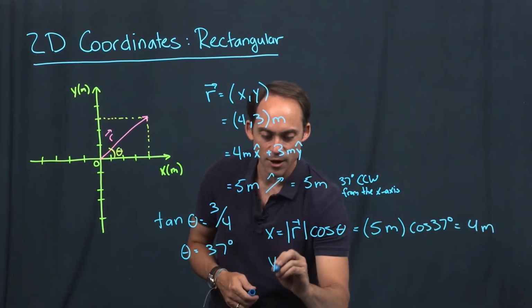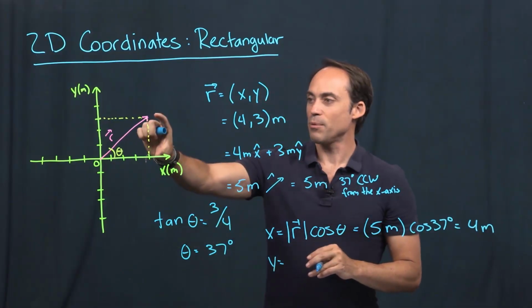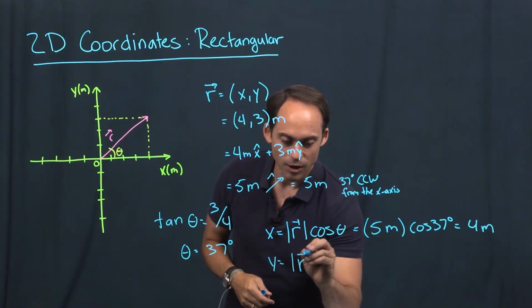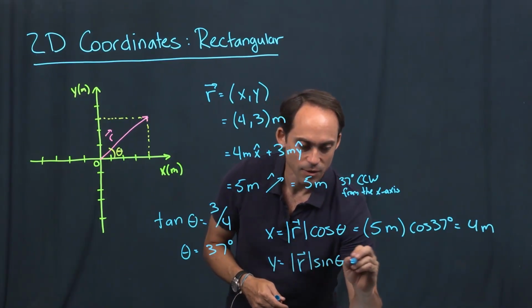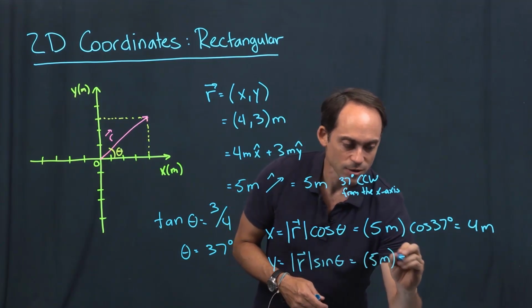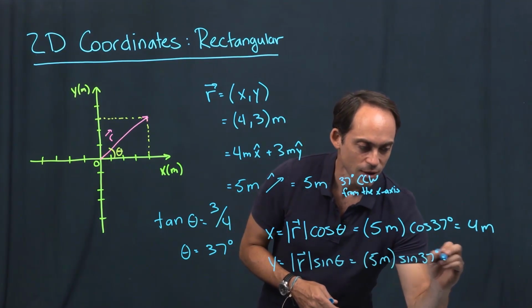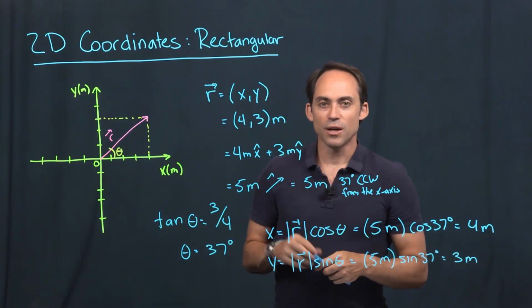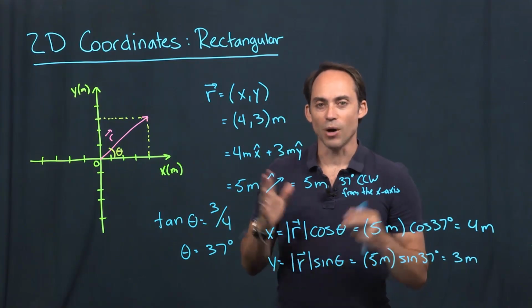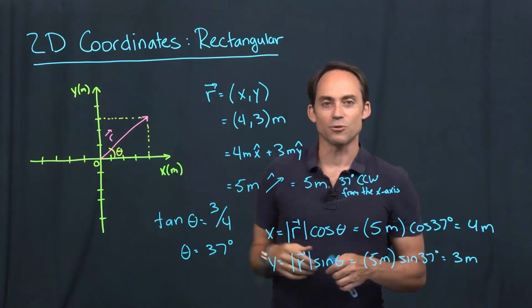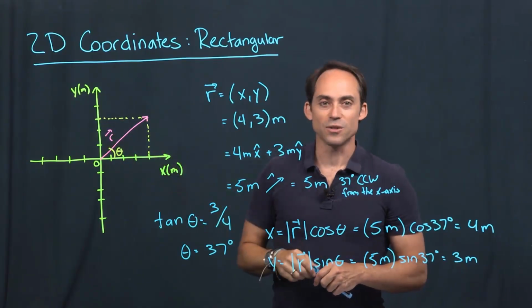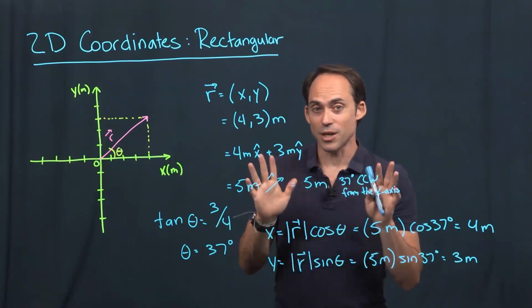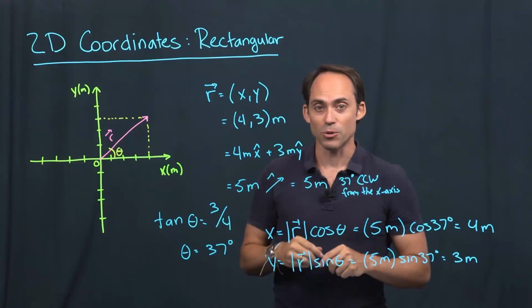And similarly, we can write down the y-coordinate. The y projection is on the opposite side of the angle. That's the sine function, r sine theta, 5 meters sine 37 degrees. And we would find out that that's equal to 3 meters. So you can go back and forth between these two different parts of the vector, either just the magnitude and its direction or the coordinates in this coordinate system, by just some careful use of trigonometry. But that's the great thing about this rectangular coordinate system. It's very easy to go back and forth between these.